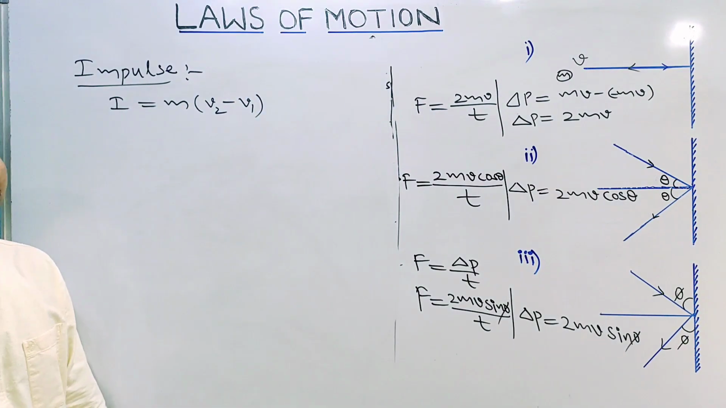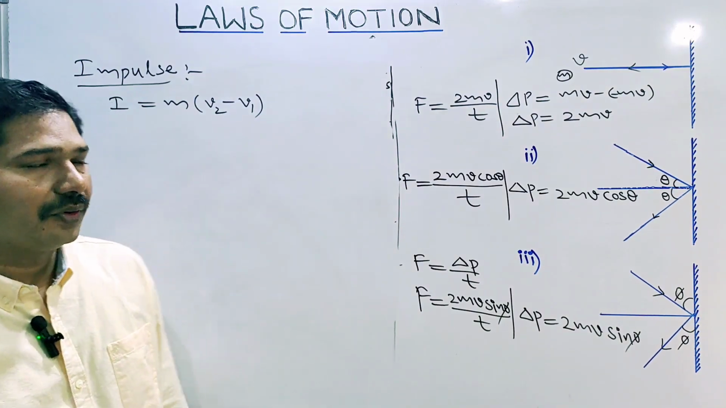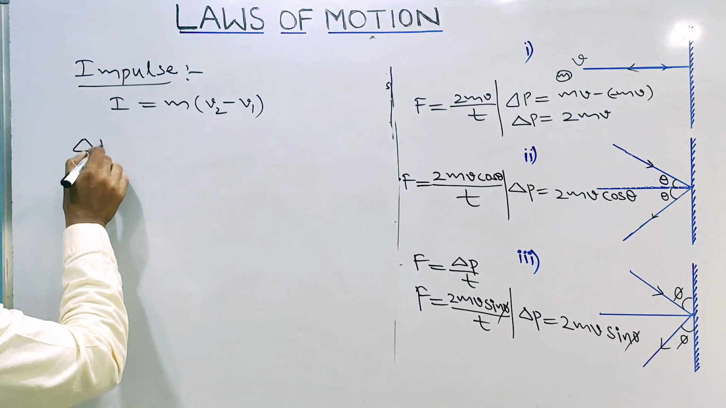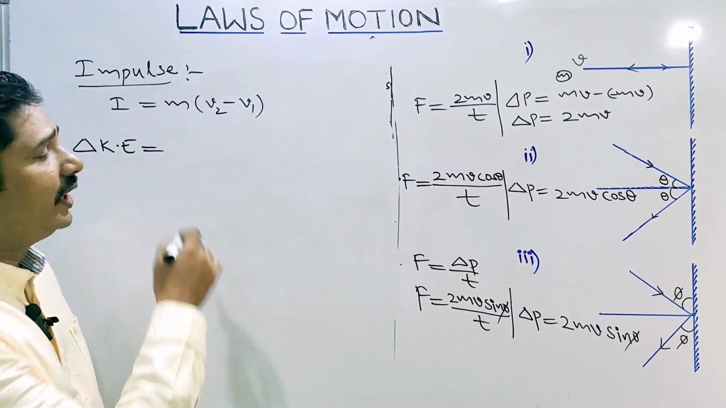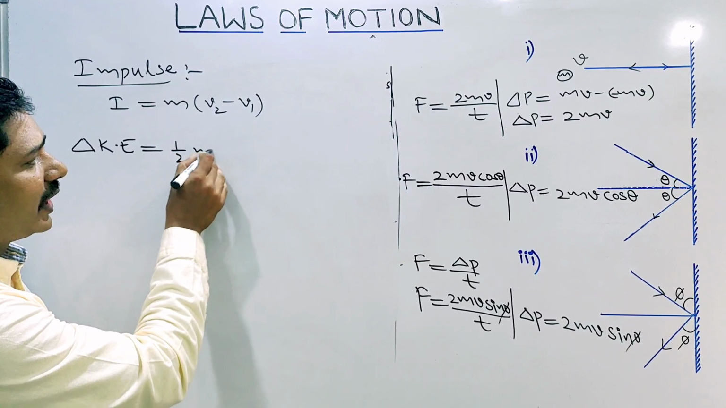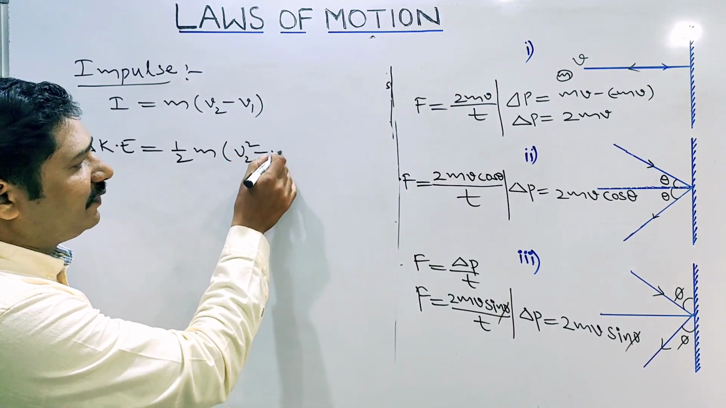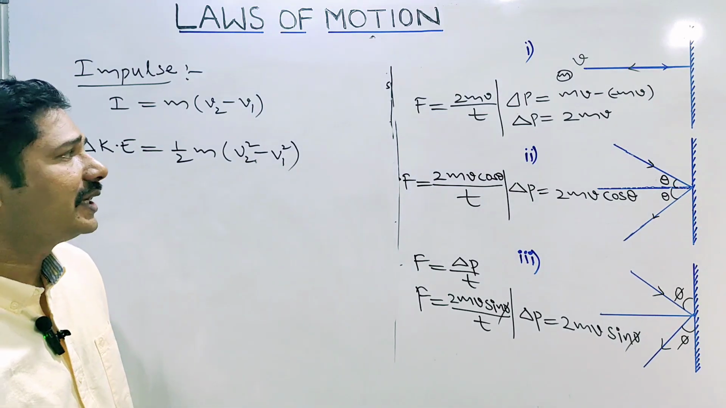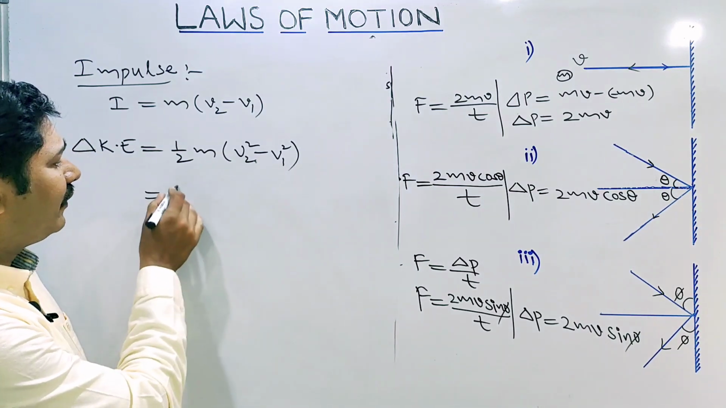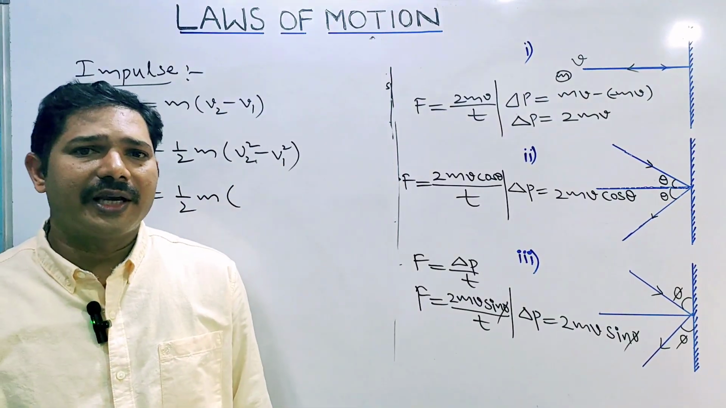In this question they are asking the change in kinetic energy. Change in kinetic energy delta KE, the kinetic energy formula we know is half mv square. So the change is half m (v2 square minus v1 square). Here half m, a square minus b square type is there. What is the formula?